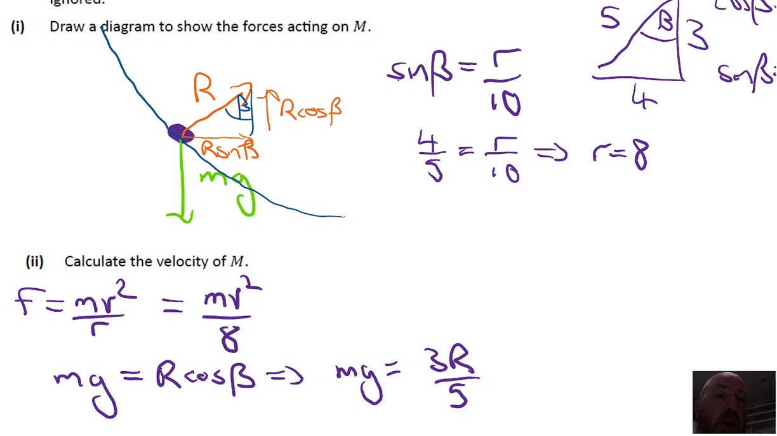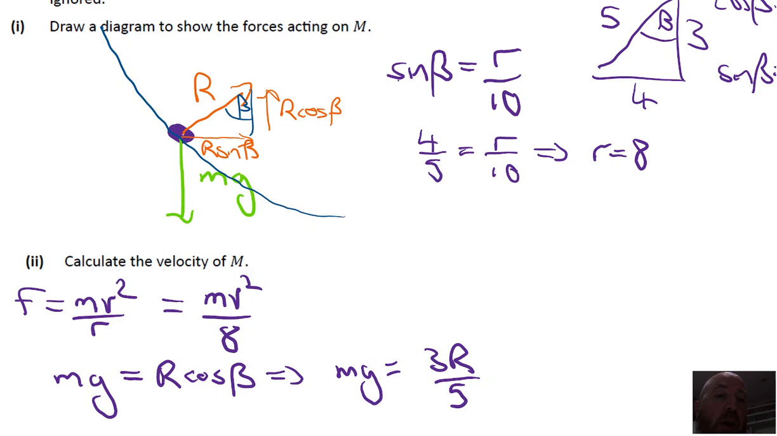Okay, cool. I think that's going to work. So mv squared over r is equal to R, which we know is 5mg over 3, and sine beta, which was 4/5, as we did that at the very start in our nice little relaxing trigonometry. And then that gives us, the m's cancel out, dividing both sides by m, and then on the right divide above and below by 5, and that gives you v squared equals 32 over 3.